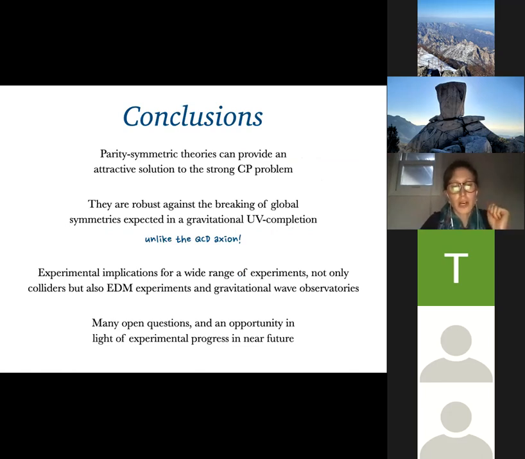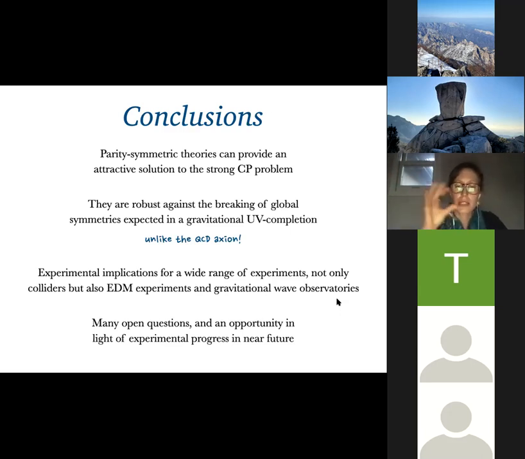So let me just conclude. Theories that restore parity symmetry can provide an attractive solution to the strong CP problem. And unlike other solutions like the QCD axion in particular, they are robust against the breaking of global symmetries, especially as expected in the context of a gravitational UV completion. This class of solutions has experimental implications for a wide range of experiments, crucially colliders, but also others like EDM experiments or gravitational waves.